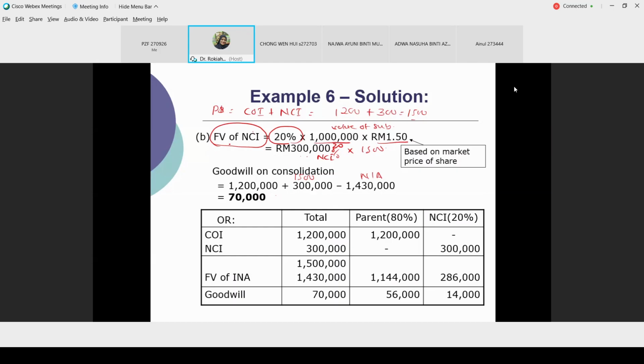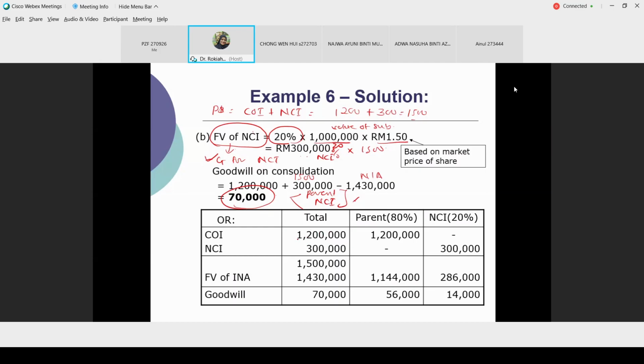Because the NCI is measured at fair value, we say there is goodwill for the NCI. So from this 70,000, we need to allocate between the parent and the NCI. How to allocate this? So now we're going to calculate it. This is how we're going to allocate that 70,000. How much goodwill goes to the parent? And then for the NCI, we're going to calculate based on this.